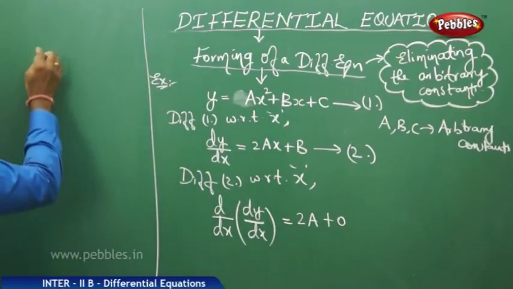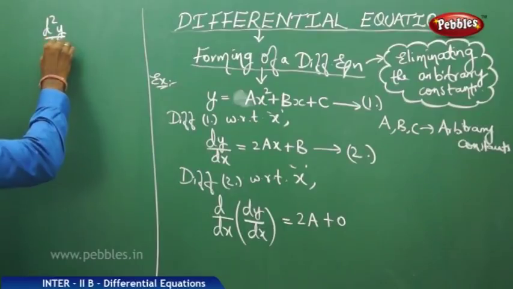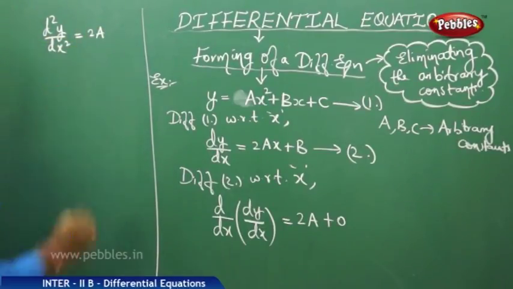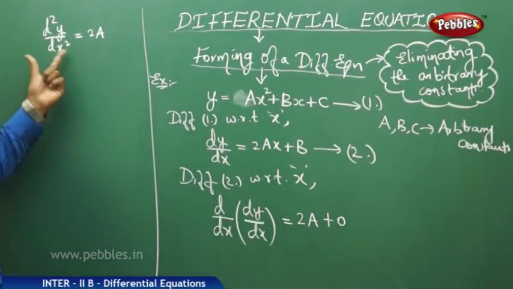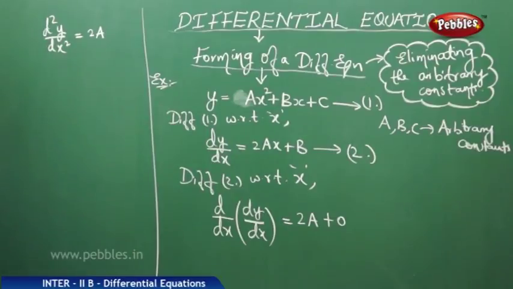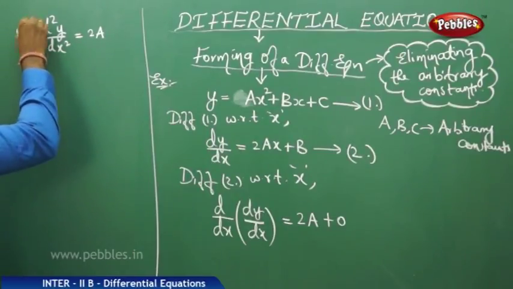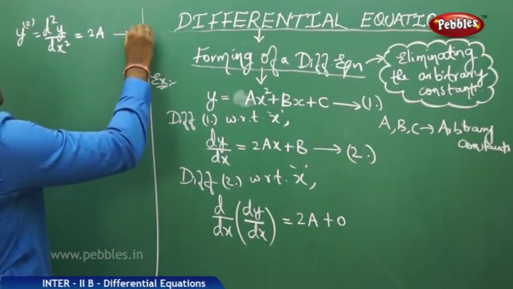And therefore, this would be d squared y by dx squared equals 2a, because d by dx of dy by dx is d squared y by dx squared. That is the second derivative, which we generally denote with y double prime, equal to 2a. And this is equation 3.